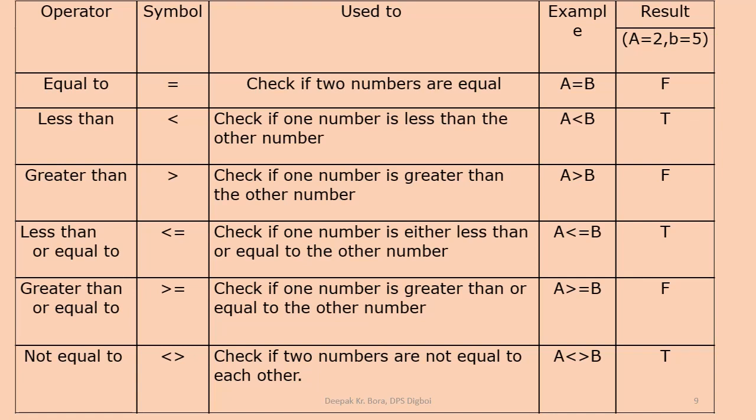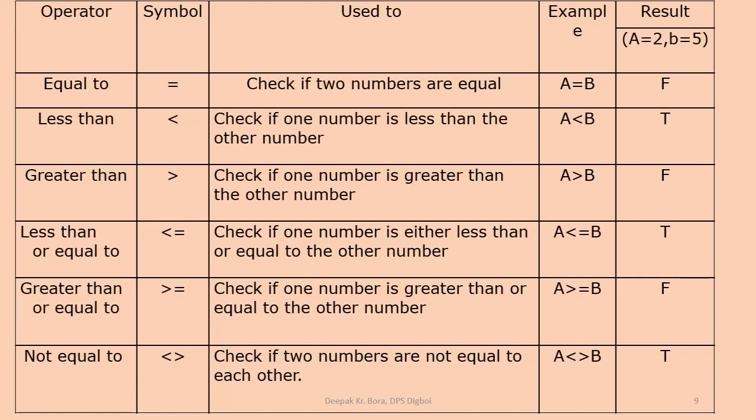I'm sure all of you are aware of the relational operators which are shown here. First is the equal to operator. The symbol is the equal sign that you use, and it checks whether two numbers or two variables are equal or not. Here is an example: A is equal to B. I am taking A is equal to 2 and B is equal to 5. If I compare for equality, this is false. So I will get the output as false, that is 0.